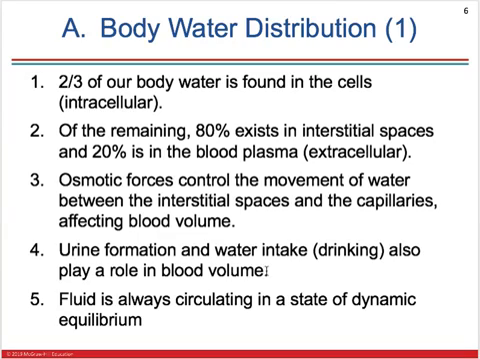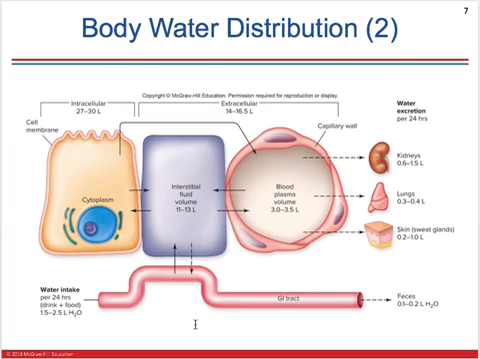And the reverse is true as well. The lower the urine formation, the more blood volume goes up, and the more water you drink, the more the blood volume goes up. And as you'll see in a moment here, fluid is always circulating back and forth between all of these compartments. So that's what this looks like here.